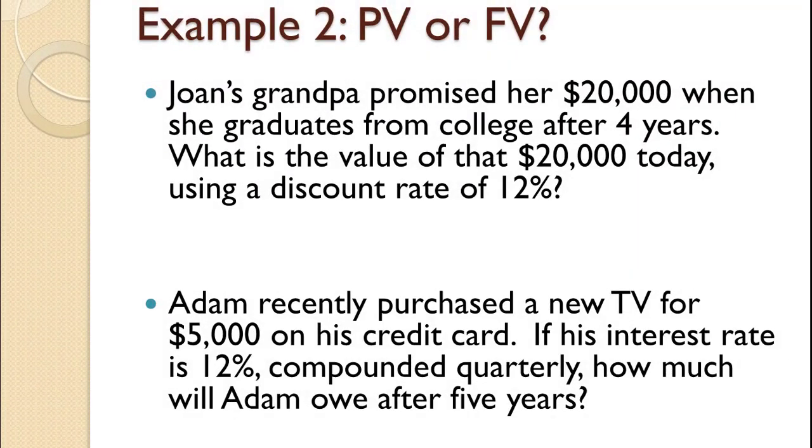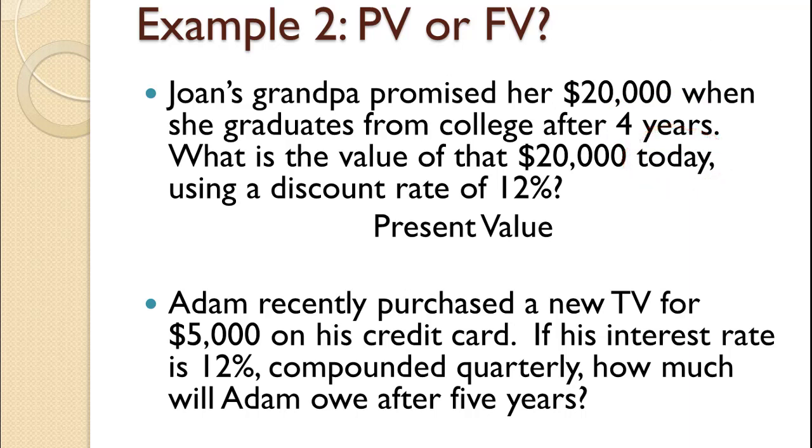So first off, we've got Joan's grandpa. He promised her $20,000 when she graduates from college in 4 years. So he's trying to give her an incentive to get all the way through her college education. We want to know what the value of that $20,000 is today if we use a discount or interest rate of 12%. The question is, is this a present value or a future value? Well, the key here is the fact that the $20,000 will be paid in 4 years. So that's the future value of the money, what she's actually going to get 4 years from now. So this must be a present value problem because we want to know what it's worth today.